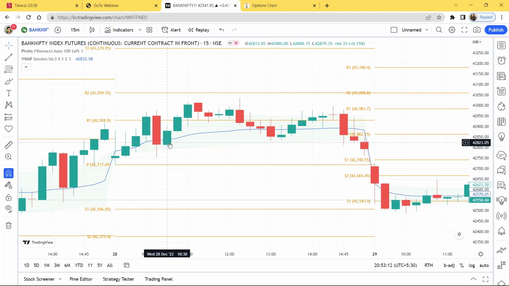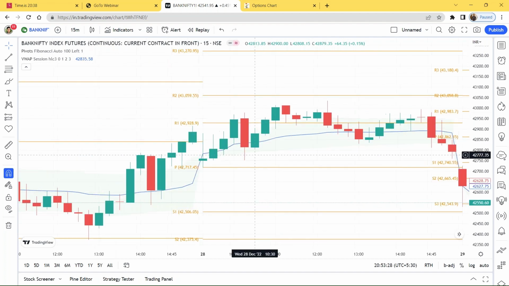But also listen to me. If this green candle was below the VWAP line, it would be a violation. The trade would get cancelled only when the next candle closes above the VWAP or pivot line. Okay.